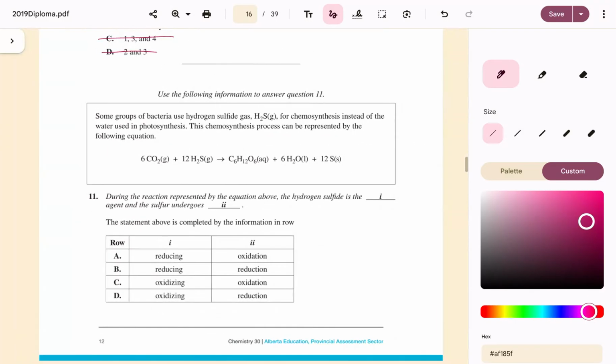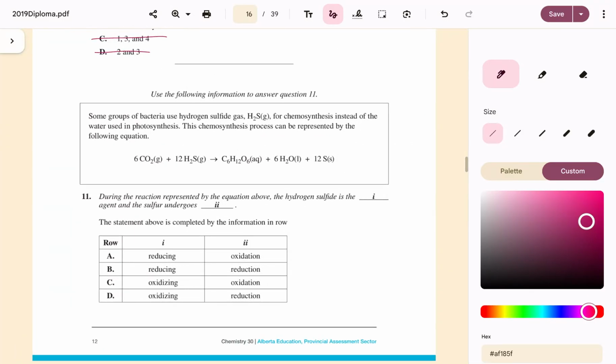Okay, so over here we have this information of H2S, and it's asking during this reaction, hydrogen sulfide is either the reducing or the oxidizing agent, and what is it undergoing.